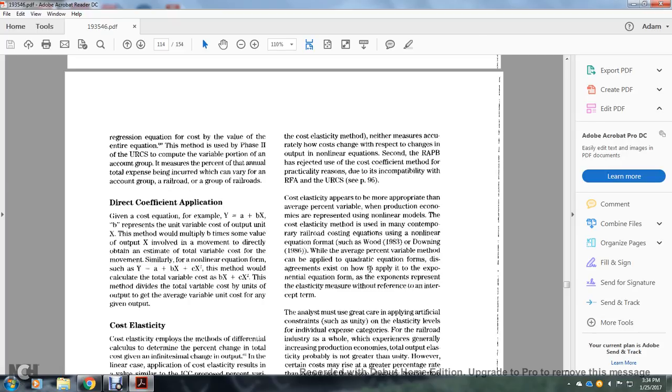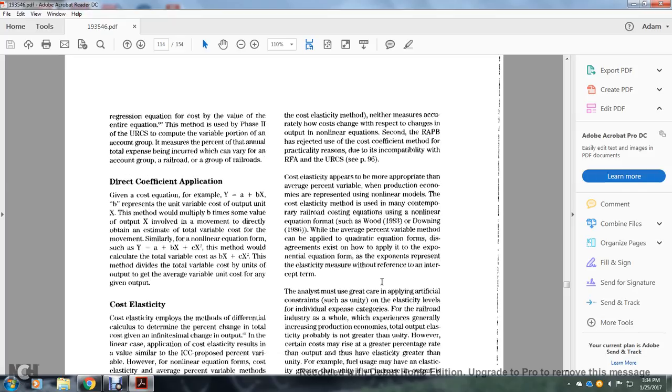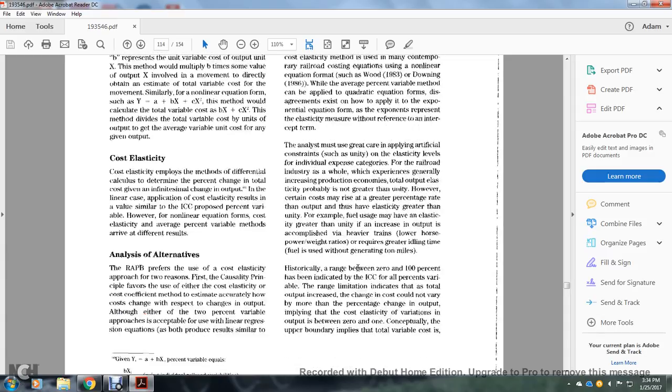The disagreement consists of how to apply it to the experiment, with the exponents representing the elasticity measured with reference to an expected term. The analysis must not apply artificial constraints such as unity on the elasticity levels of individual expense categories for the railroad industry as a whole, since experience generally shows that as the production company's total output increases, elasticity is probably not greater than unity.